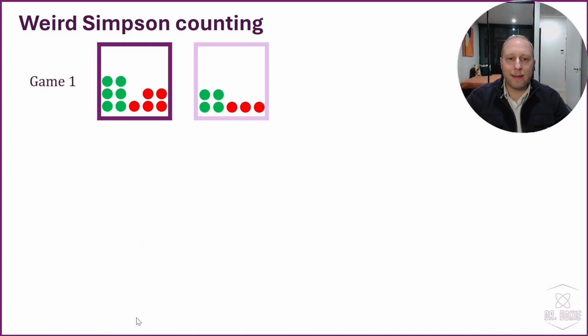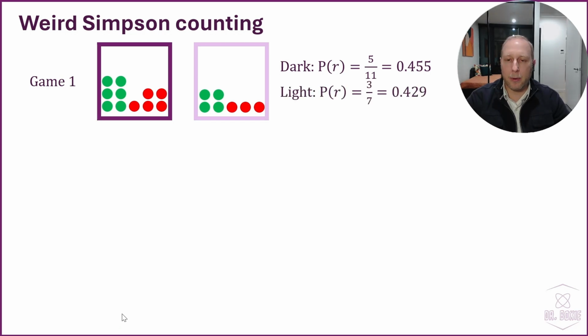So what is the probability of winning if you choose to play with the dark box? Well, the answer is the probability of winning is 5 out of 11. There are 5 red balls out of a total of 11 balls in the dark box. What is the probability to win the game if you pick the light box? The answer is 3 out of 7.